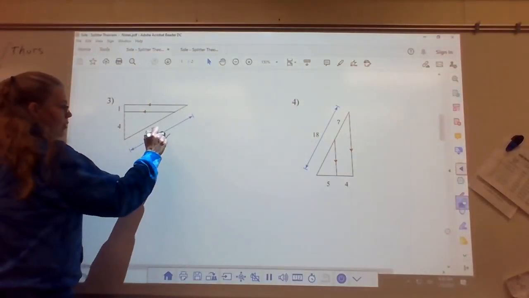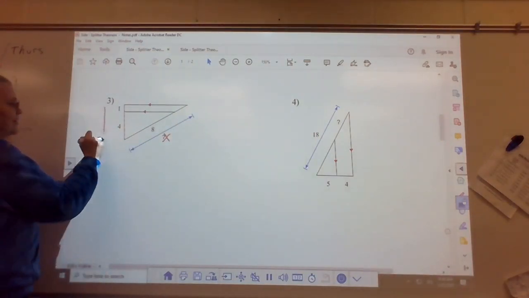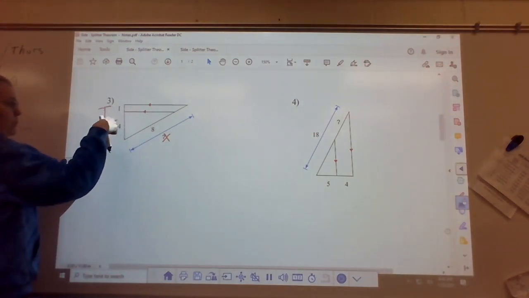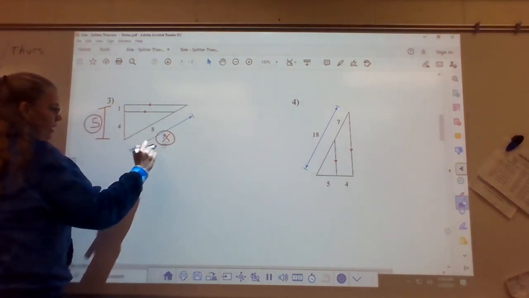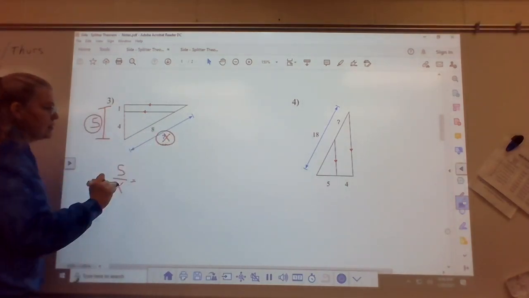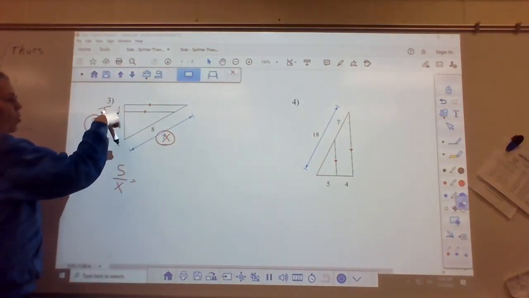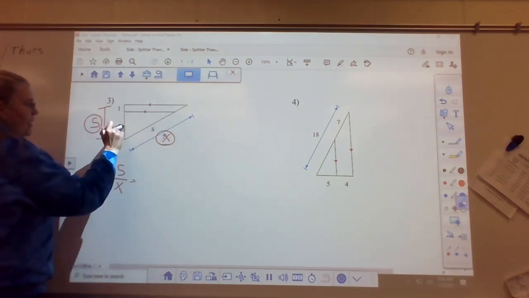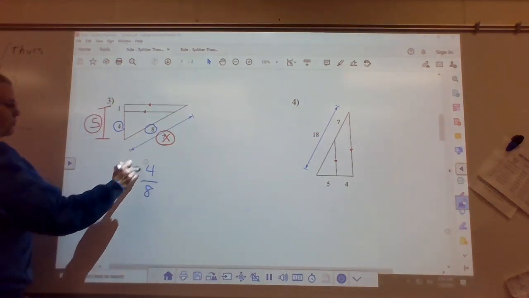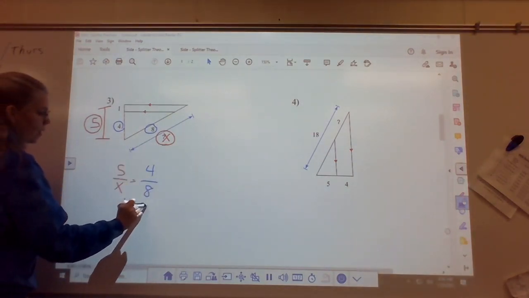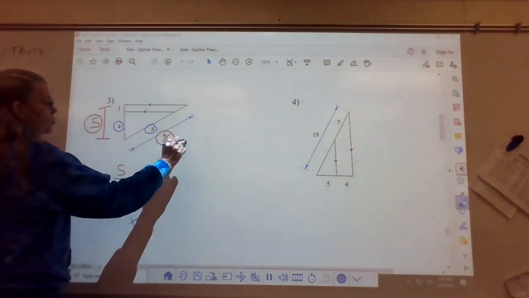Question mark. I'm going to go ahead and put an X. Now notice that was the entire side, which means I need this entire side. Well, 1 plus 4, I'm going to put a 5 there. So 5 can line up with X. 5 over X equals, then go ahead and do 1. There's nothing here I can line it up with, but I can do the 4 and the 8. That I can line up. So 4 over 8. 4x equals 40. X equals 10. So I get a 10 there. So this total side is 10.